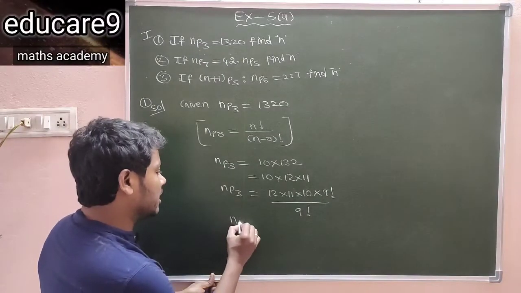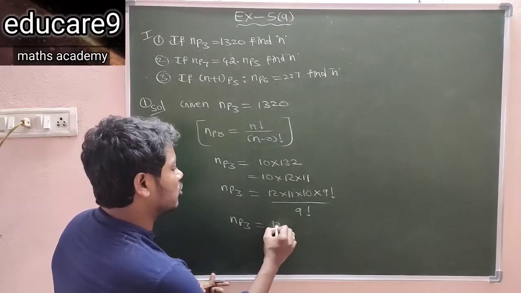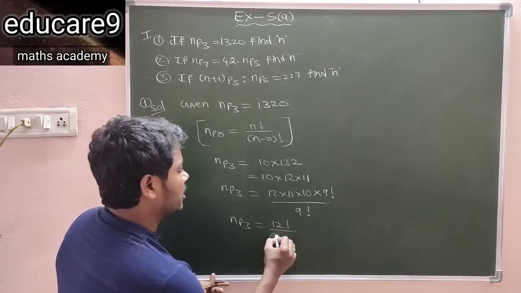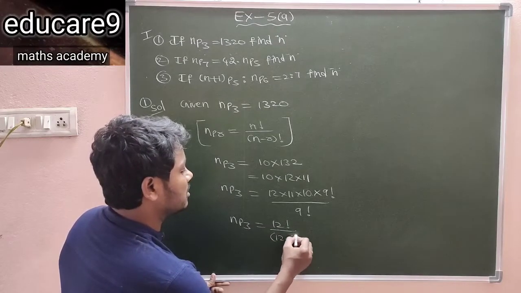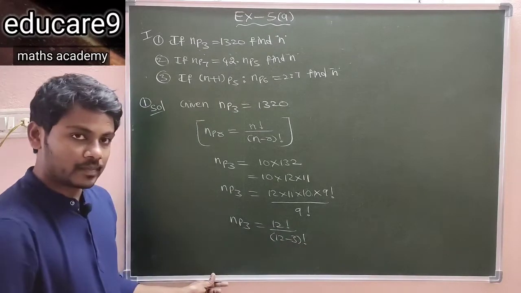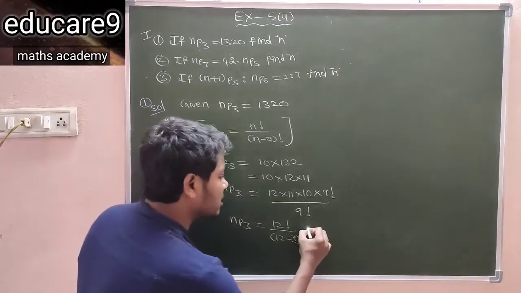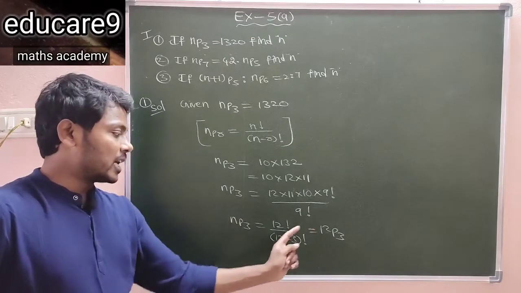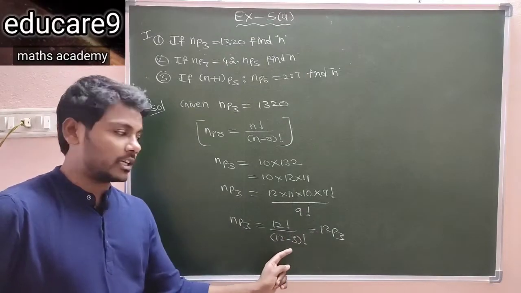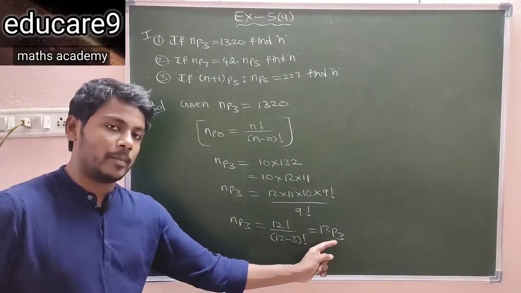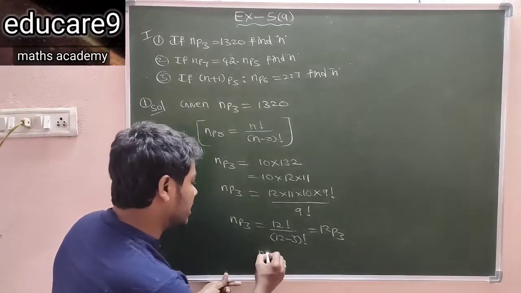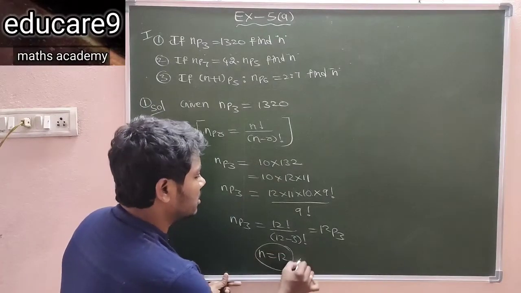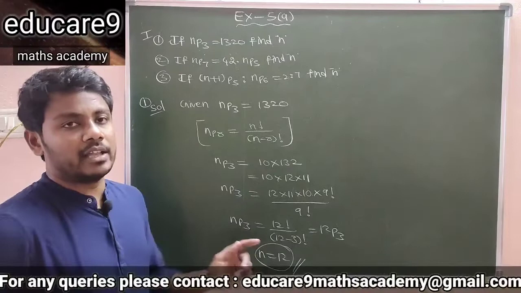Now how to write this one? nP3 is equal to 12 factorial by (12 minus 3) factorial. Clearly, 12 factorial by (12 minus 3) factorial can be written in nPr form, that is 12P3. Therefore n is equal to 12. This is the required answer.